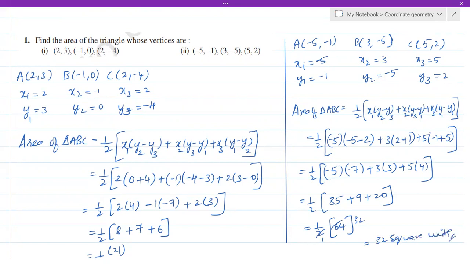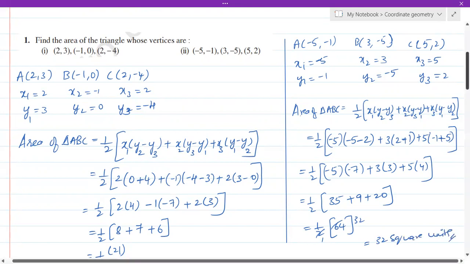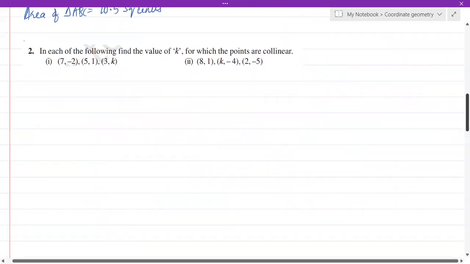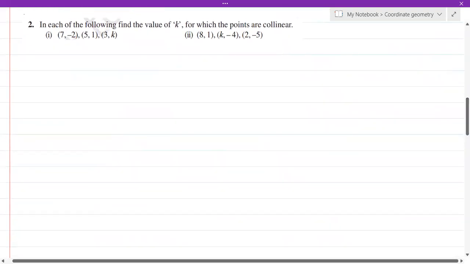Okay, that's the area of the triangle. Very easy. We have to find x1, y1, x2, y2, x3, y3, write the formula, memorize the formula, and substitute it. Okay. Similarly, let's get into this.